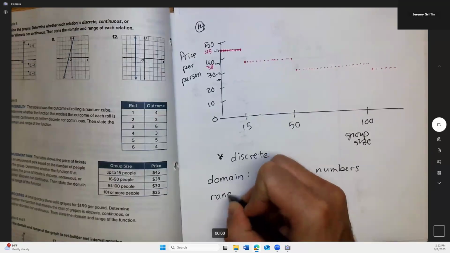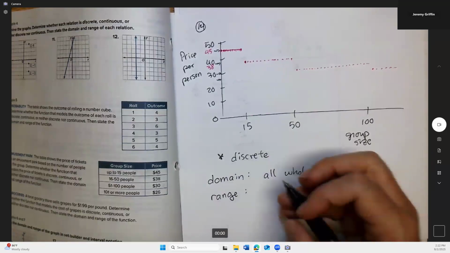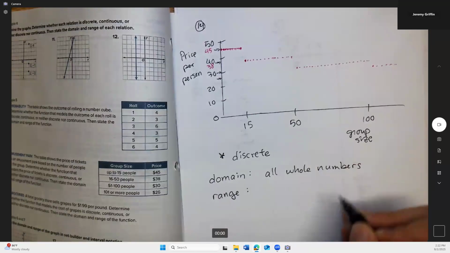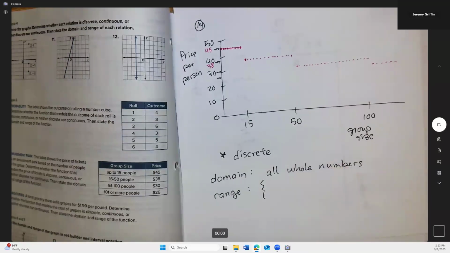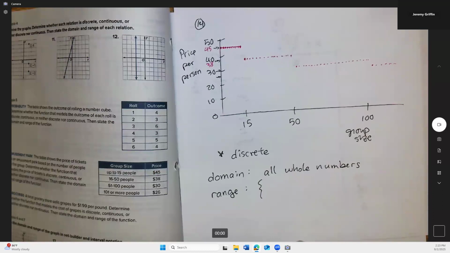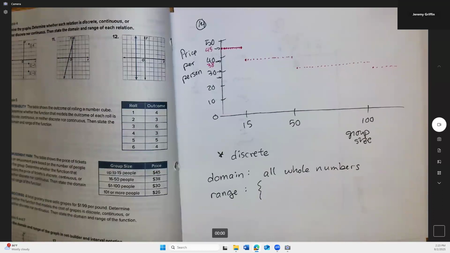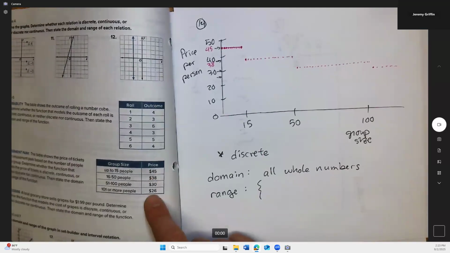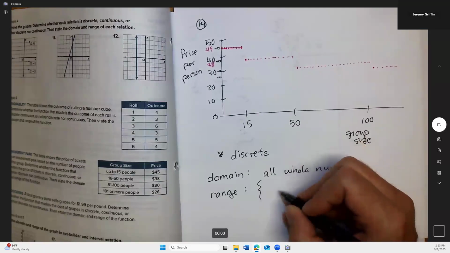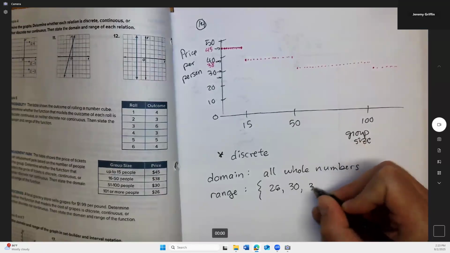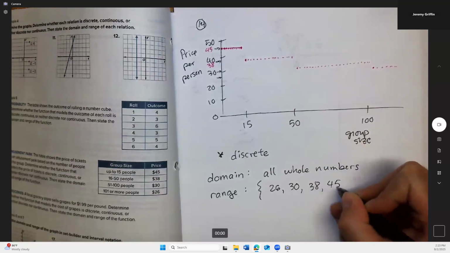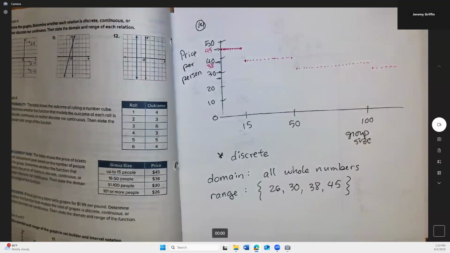Now the range, this look more traditional, like what we've been doing. Okay, okay. Hey guys, how do you think I'm going to write the range? You curly bracket, and then what? It could really only be these 4 prices here, shouldn't it? Okay. So let's go 26, as in $26 per person. Okay, 30, 38, and 45. That's your only options for price values. So that's it. That's the range right there.